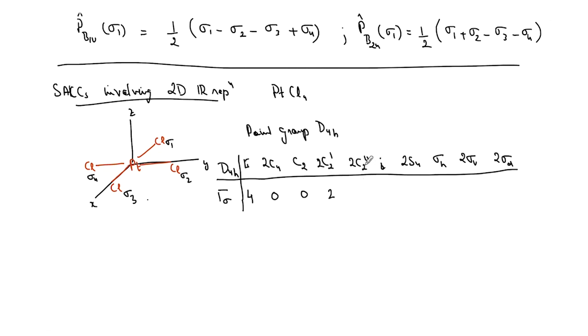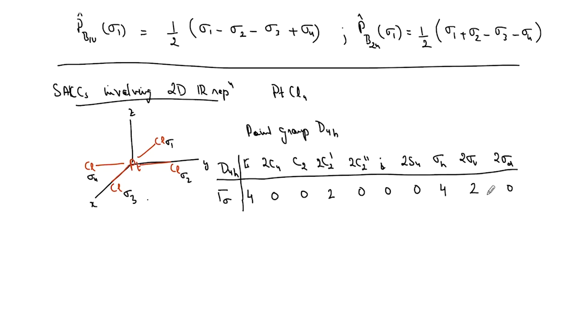Okay. Now for 2 C2 double primes, these C2 double primes are running in between the X and Y axis. So the trace is going to be 0. For I, the trace is going to be 0. S4, again it's going to be 0. Sigma H, it's going to be 4 because nothing will change. 2 sigma V's, it's going to be 2. 2 sigma D's, it's going to be 0, right?